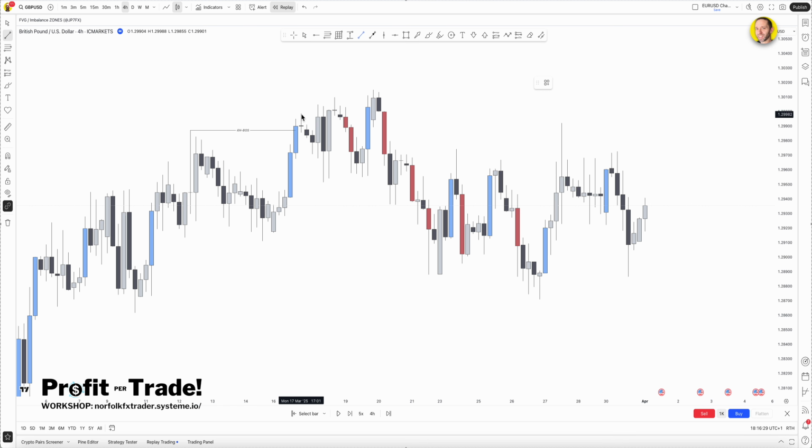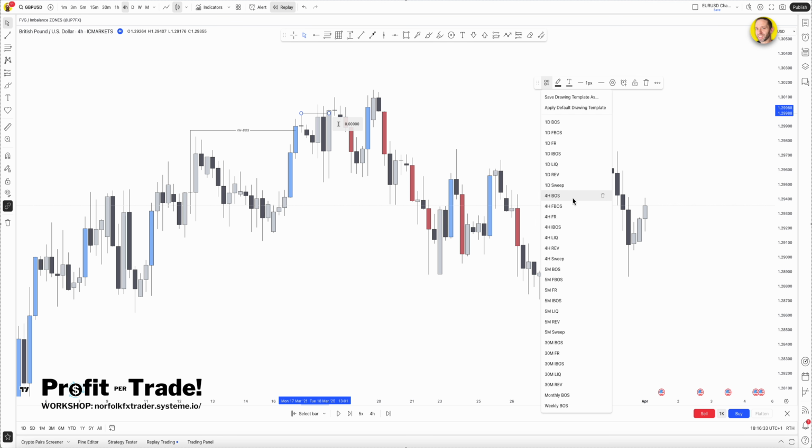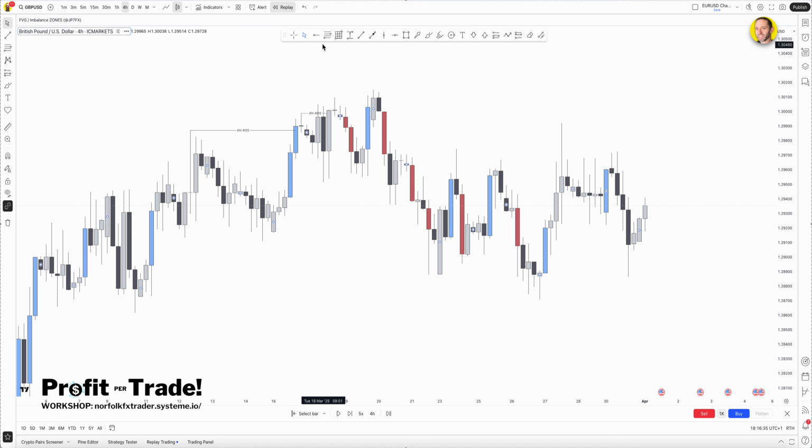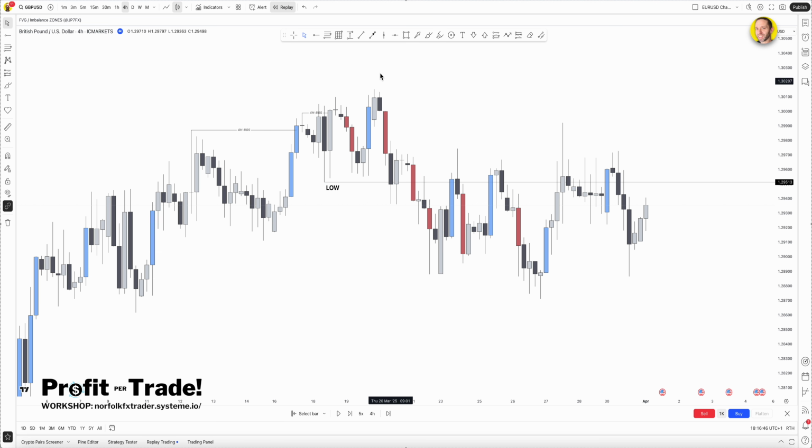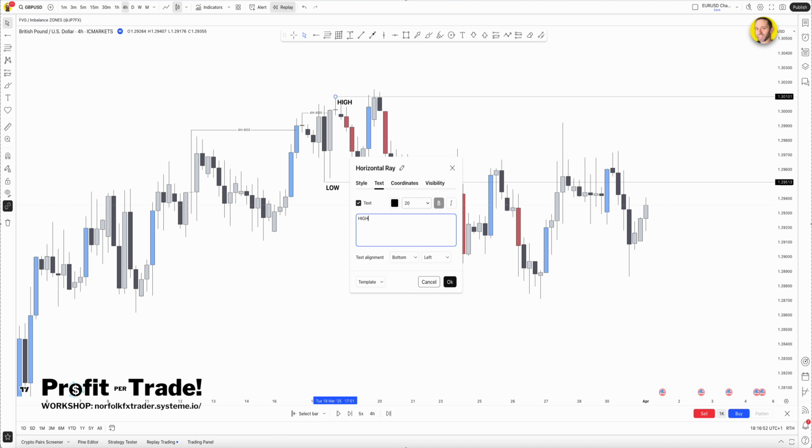We have a pullback here. This becomes a new break of structure, bullish again. So applying this new structure, we will then have a low here in the market. Let's just mark this out as a current low, and we'll place this to the bottom. And then we need a current high. Well, our high is going to be where we see the pullback phase, which is right there. Again, let's make that a high and place this to the top.